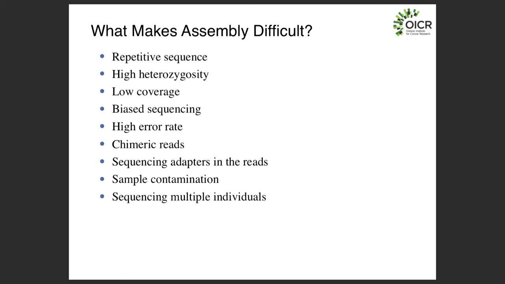If you have sequencing adapters in your read, those also look like very high copy repeats. So you want to avoid having any sequencing adapters. You can use these trimming programs that we heard about to get rid of those. Sequencing multiple individuals like this population, or if your sample has been contaminated by somebody else's sample that they're preparing at the same time, that's going to make your assembly much more difficult.